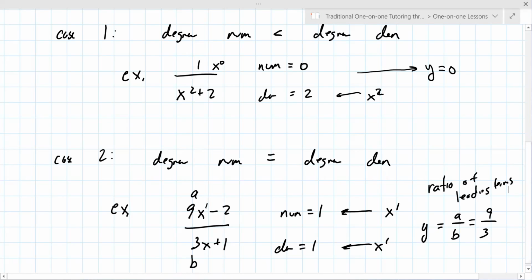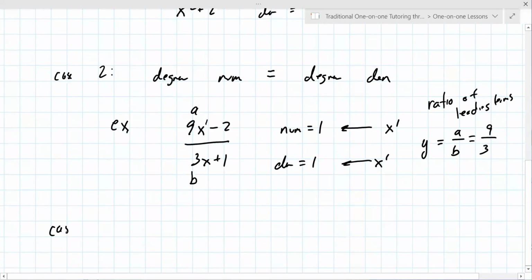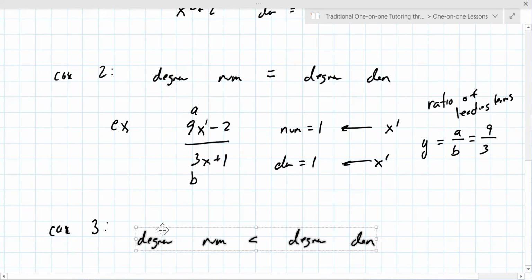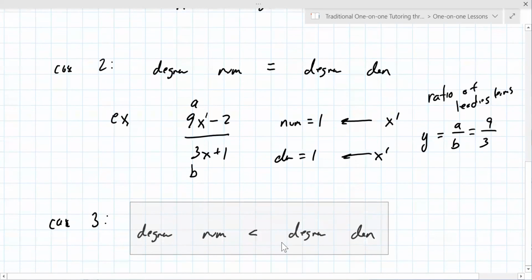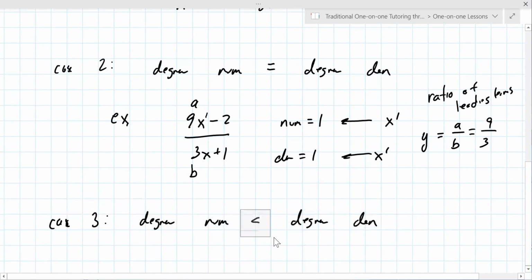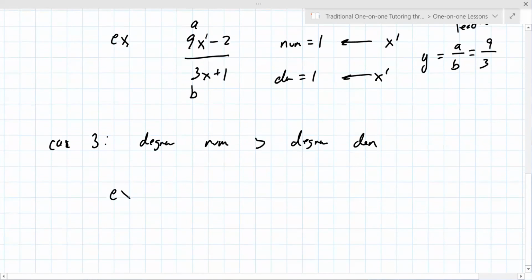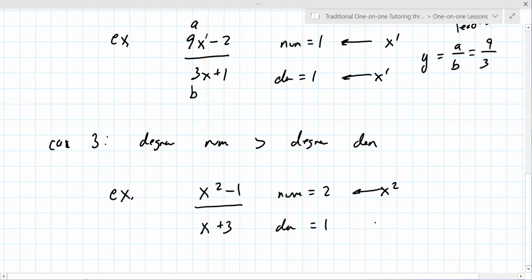And there is a third case. Case 3 is when the degree of the numerator is actually bigger than the denominator. So an example of this is actually question number 1. x squared minus 1 over x plus 3. The numerator has degree 2 because of the x squared, and the denominator is 1 because it's x. In this case, it has a slant asymptote. And this is when you have to divide.